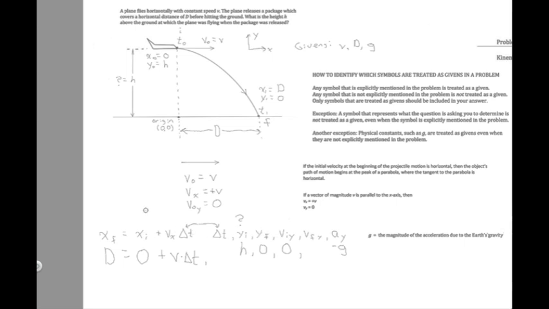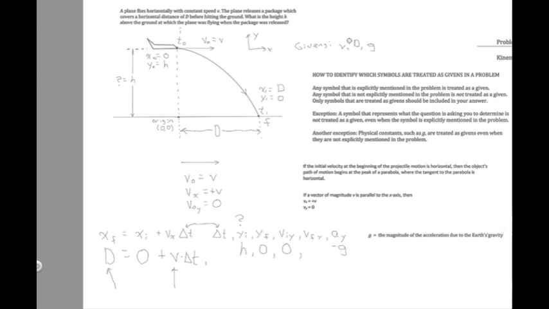But how about here on the x side? Well, remember that d is a given, and v is a given, so that means there's only one unknown in this equation. And when an equation has only one unknown, you can solve the equation for the unknown. And now maybe you can see why it was useful to write down the givens.